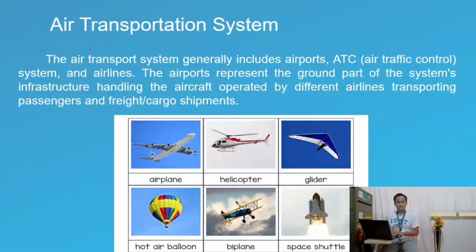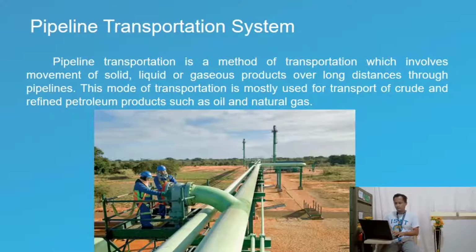Air transportation system generally includes airports or the air traffic control system and airlines. The airports represent the ground part of the system's infrastructure handling the aircraft operated by different airlines transporting passengers and freight cargo shipments. We have the pipeline transportation system.